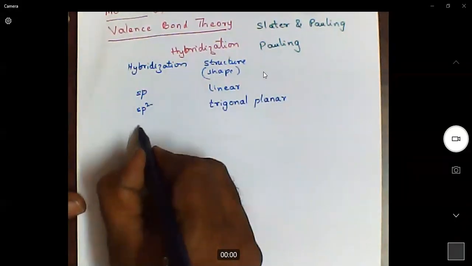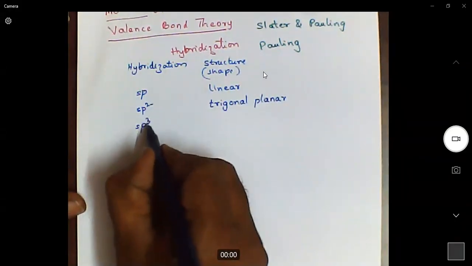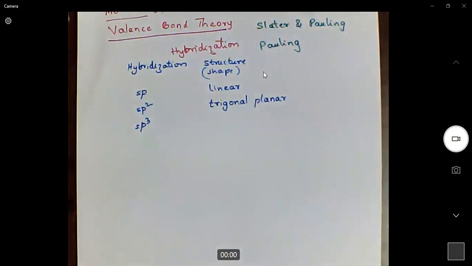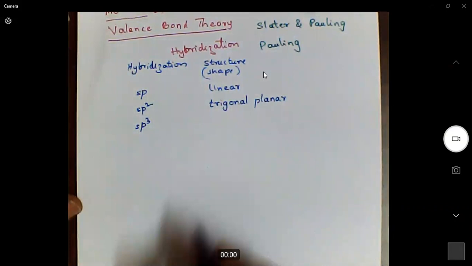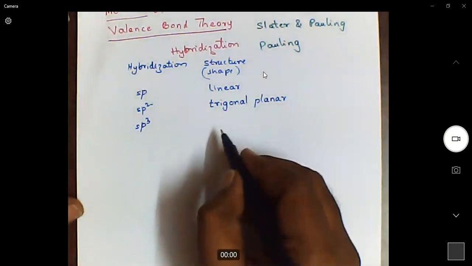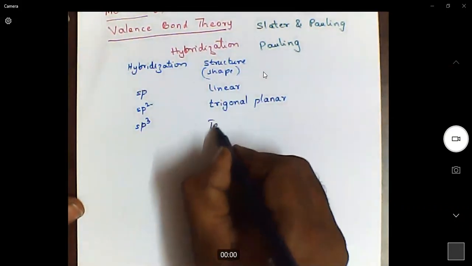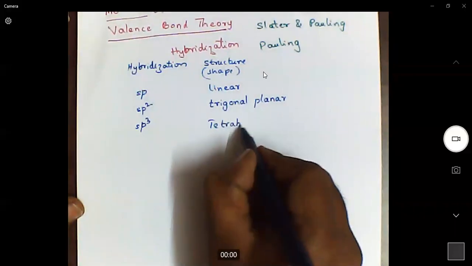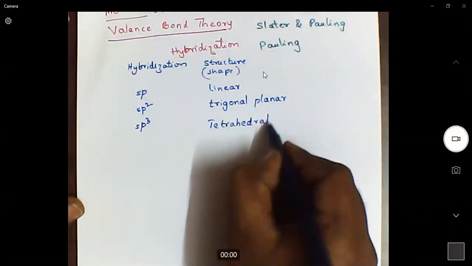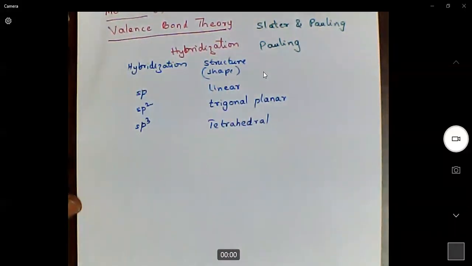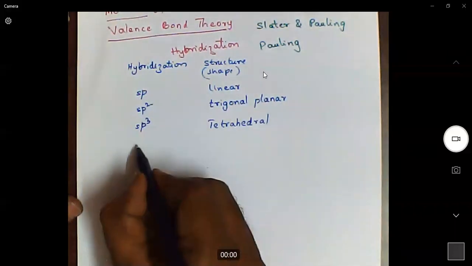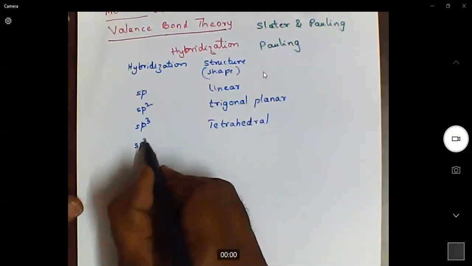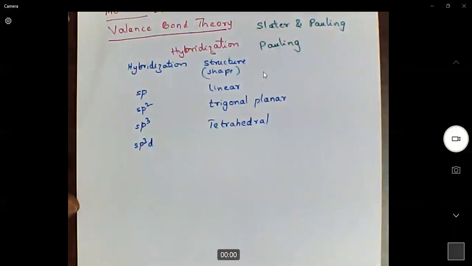When one s orbital and three p orbitals are involved in hybridization, we say it is sp3 hybridization. When sp3 hybridization is there, the shape of the molecule is tetrahedral. Shape of the molecule is tetrahedral. When we have one s orbital, three p orbitals, and one d orbital, it is dsp3 hybridization.